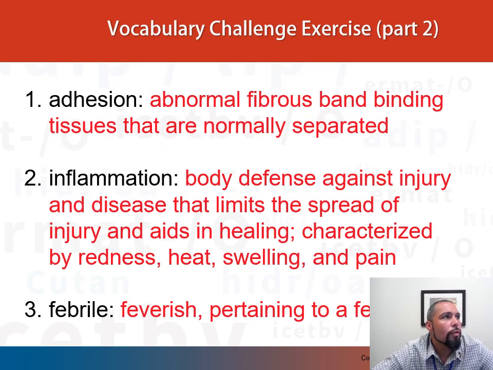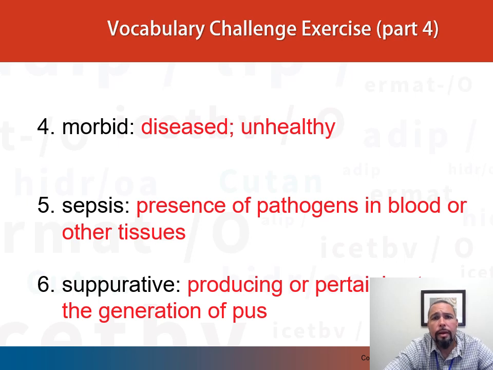Okay, so let's go over some vocabulary challenge exercise. Adhesion would be an abnormal fibrous band or binding of tissues that are normally separated. Inflammation would be your body's defense against injury or disease that limits the spread of an injury and aids in healing. Febrile will be feverish, pertaining to a fever. Morbid is a disease or being unhealthy. So morbidly obese is an unhealthy amount of weight. Sepsis would be the presence of a pathogen in the blood or other tissue.